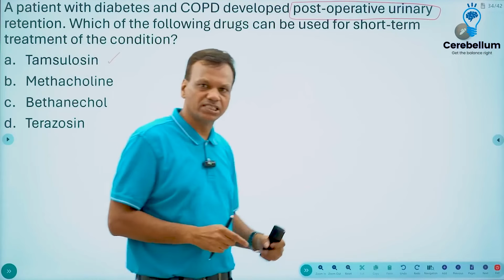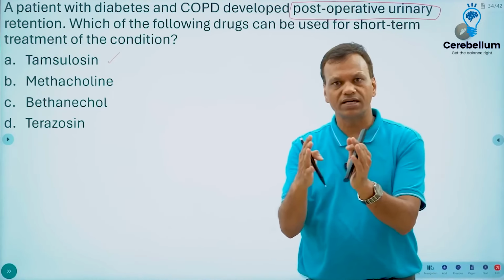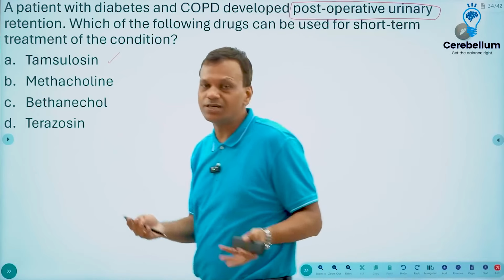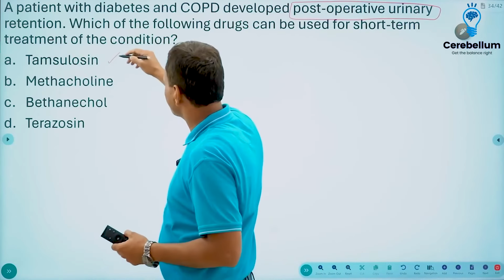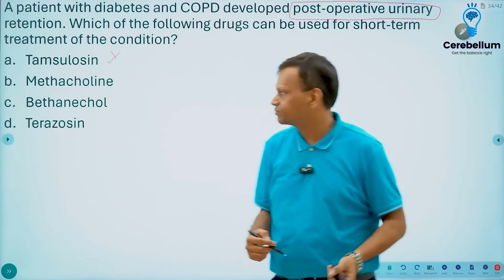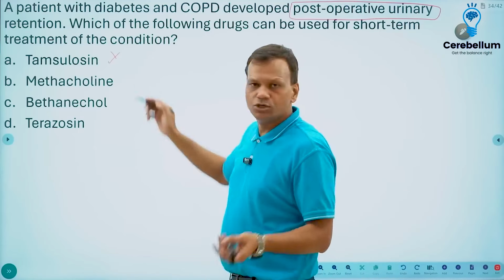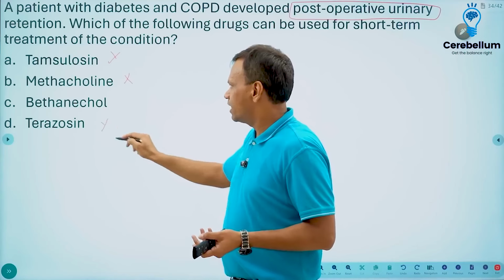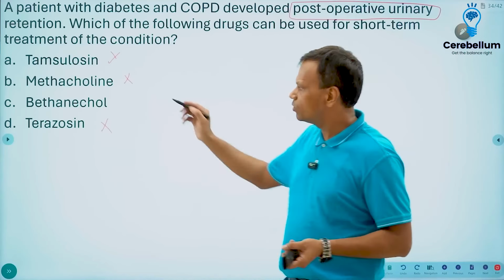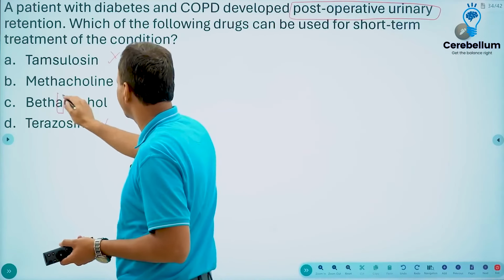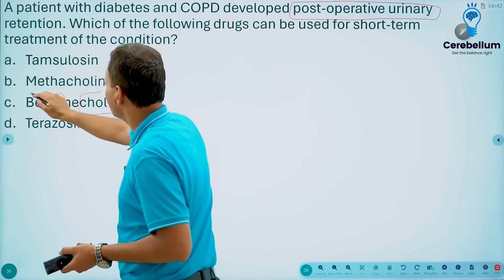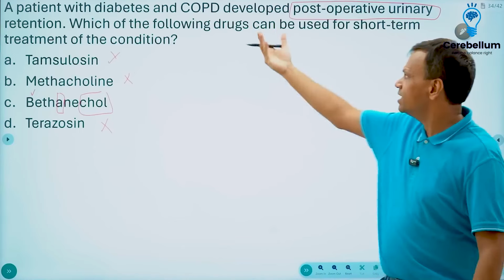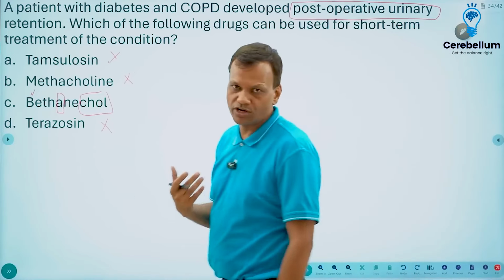In post-operative retention, the tone is altered, tone is not there. That's why urine cannot be passed. So tamsulosin will not be effective in treating post-operative urinary retention. So tamsulosin is out. It cannot be the answer. Then methacholine is mainly used for the myocardium, so methacholine is also out. Terazosin is again an alpha blocker. So bethanechol is the only drug. As the name says, 'chol', it works like acetylcholine on the bladder. That means it will stimulate the bladder, contract the bladder, so it treats the atonic bladder seen in urinary retention.